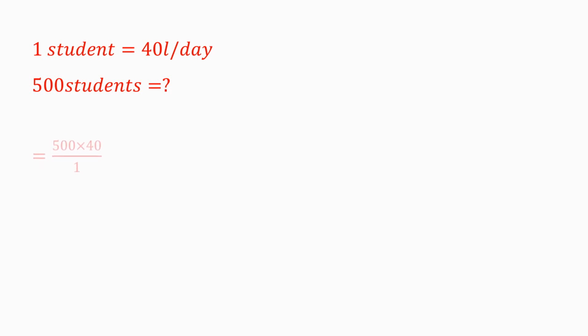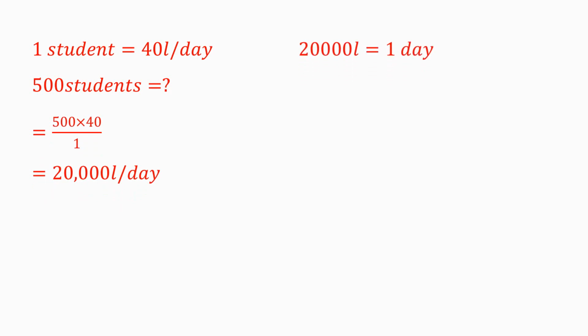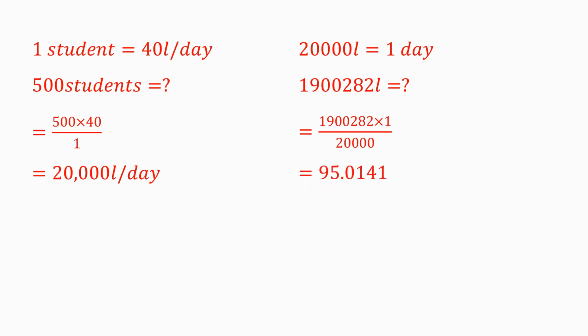So we could cross multiply. We find that per day the consumption is 20,000 liters. If the consumption per day is 20,000 liters, what will 1,900,282 liters consumption be? So we cross multiply as well, and we obtain 95.0141, which is approximately 95 days. That means the water would have been consumed for 95 days if the tank was filled.